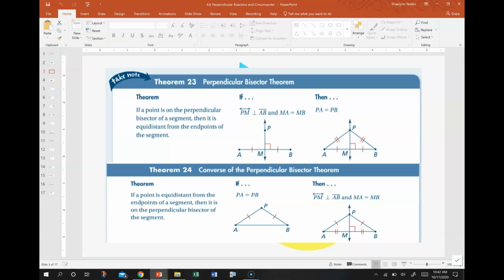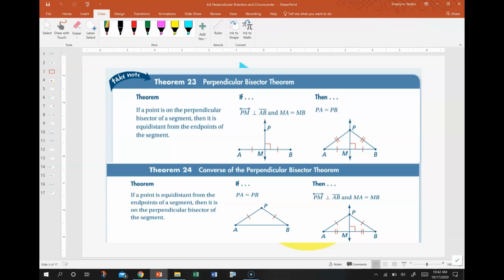The perpendicular bisector theorem says that if a point is on the perpendicular bisector of a segment, it is equidistant from the endpoints of the segment. In other words, if a dot exists on the line that's drawn through the center straight up and down, that dot, no matter where it is, will be the same distance from the ends.